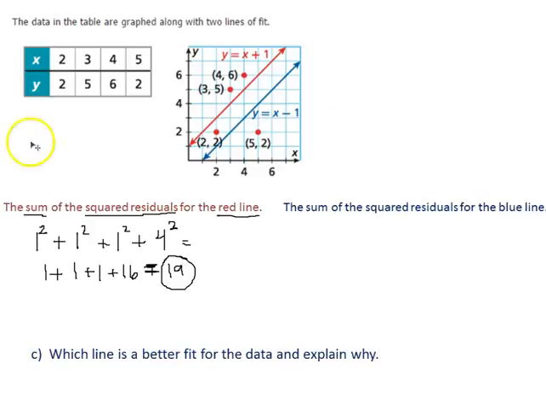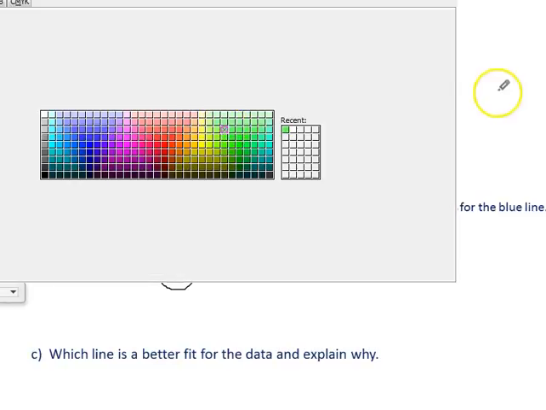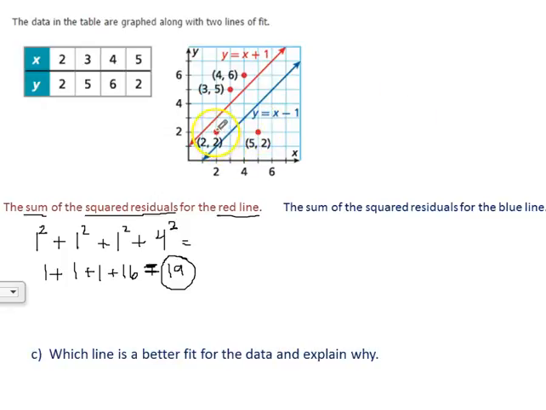All right, so we're going to do the same thing. Maybe let's change our highlighter to green. So now we're going to find the distance between each point and the blue line. So starting with that point, it's 1 unit away vertically from the blue line. So we'll start with that 1 squared.